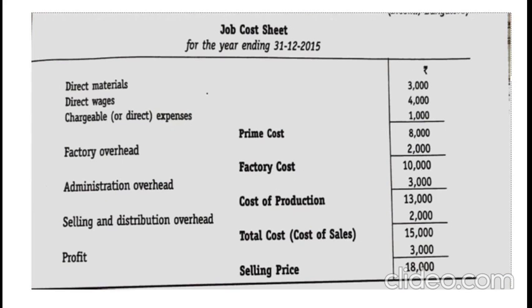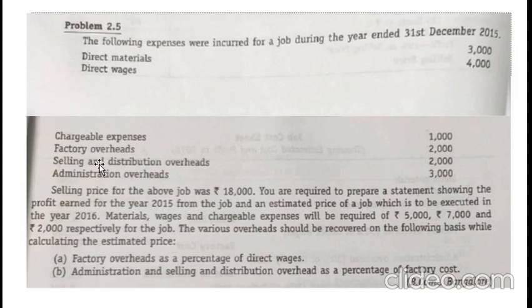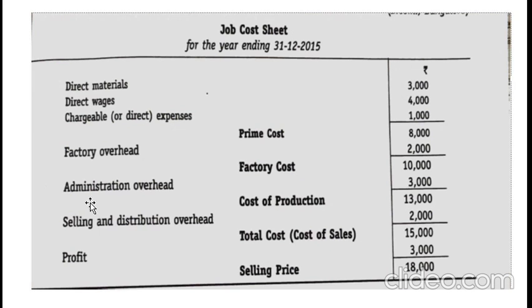Let us look into the question. Have they given administration expenses details? Yes, they have given here. After selling and distribution, they have given your administration overheads. So how much is your administration overheads? Which is 3,000. So you will be taking into your cost sheet administration overhead 3,000. So factory cost plus administration, office and administration expenses 3,000. 10,000 plus 3,000 will give you your cost of production, which is 13,000.